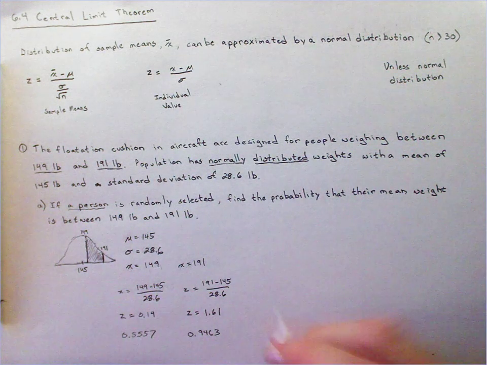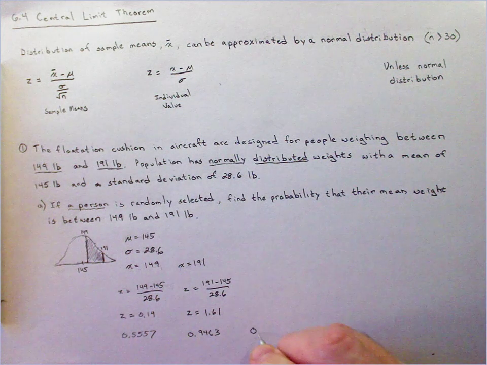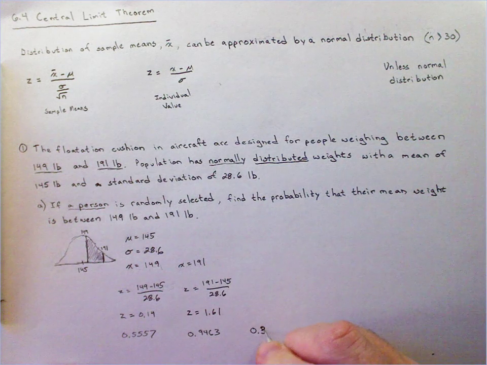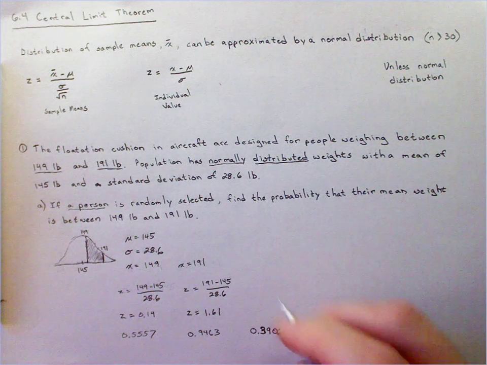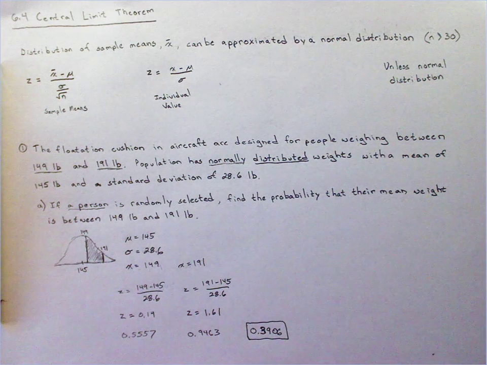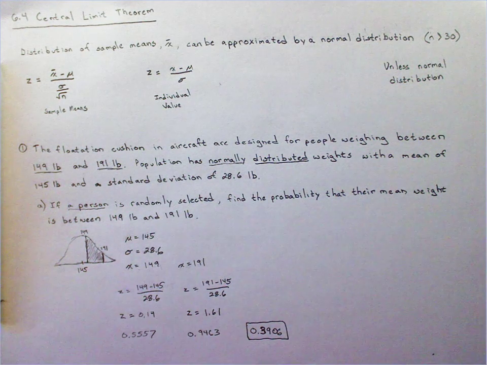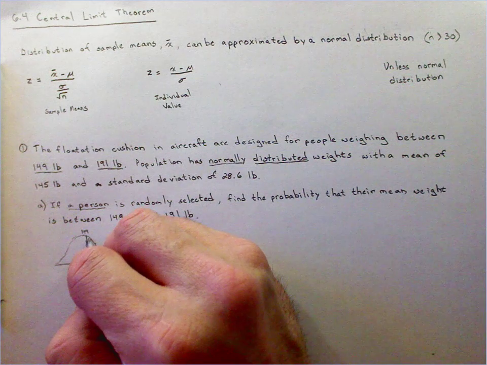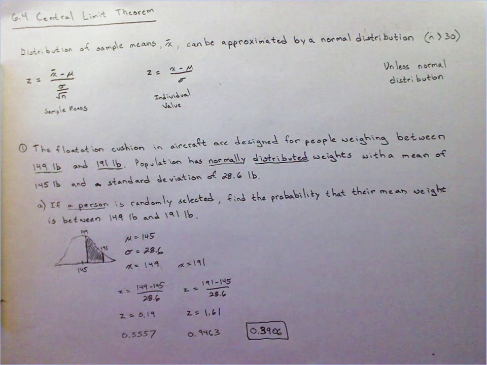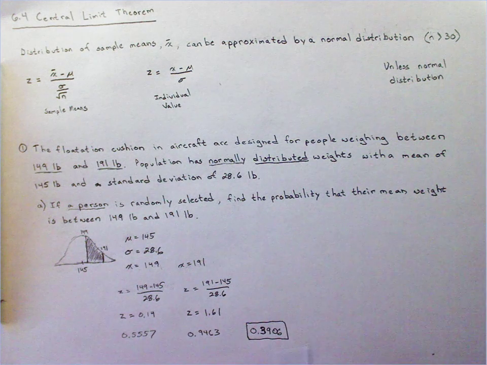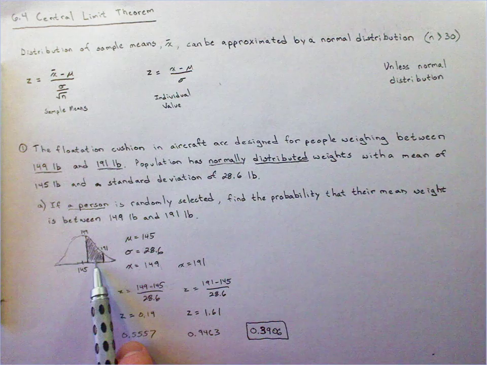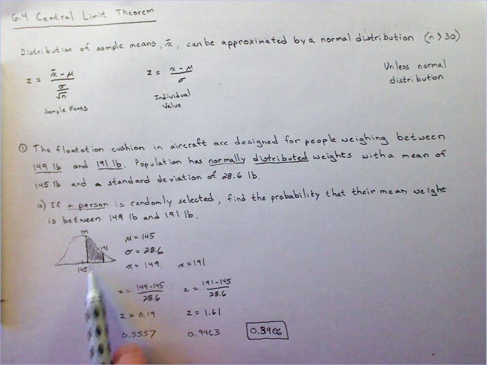that gives me the percentage of people, or the area under the curve, the probability of 0.3906. That means that 39% of the people fall into that, or that one person, sorry, that one person has a probability of 39% of being within that range based off of the mean.